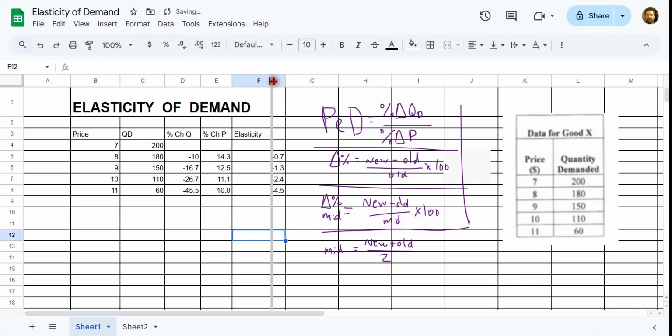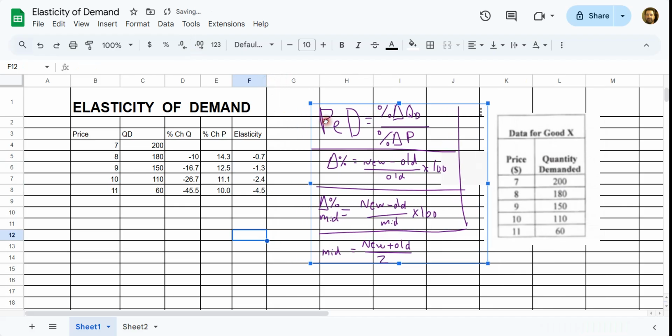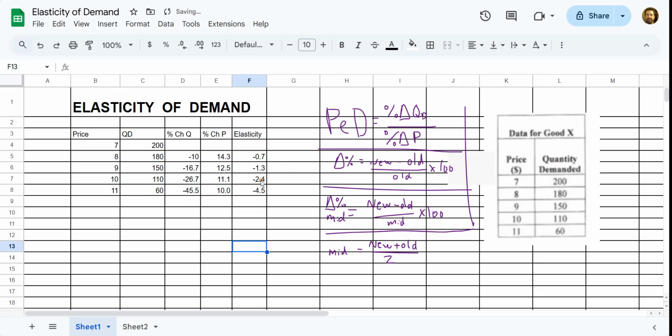Okay, so the rules for elasticity are that if it is in absolute terms more than one, it's elastic, and less than one, it's inelastic. Okay, so these three here are elastic, and they're getting higher elasticity the further down you go. And then this one right here, this is inelastic. Okay, so the lower price is the inelastic range, and then the higher price you get into the elastic range. Okay, that's without the midpoint method.